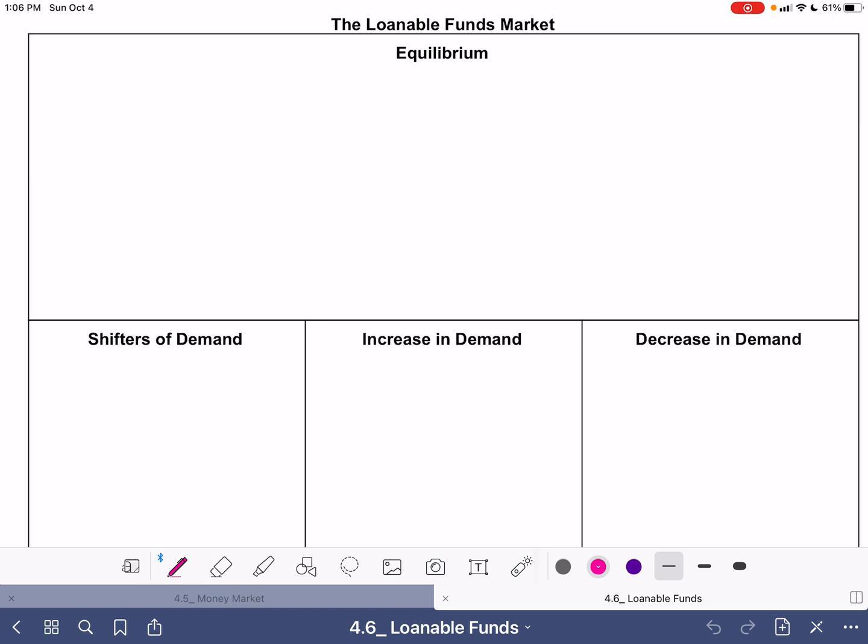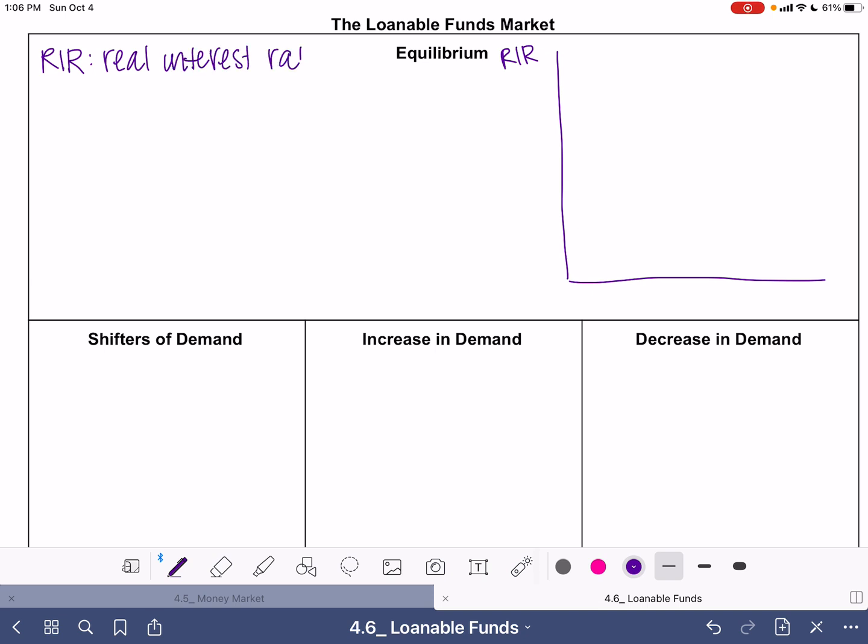So we'll start by drawing our loanable funds market at equilibrium and talk about all the labels here. On our vertical axis, we have RIR, which is the real interest rate. So this is the interest rate that is adjusted for inflation. Our money market had the nominal interest rate, which included inflation. The real interest rate is going to be adjusted for inflation.